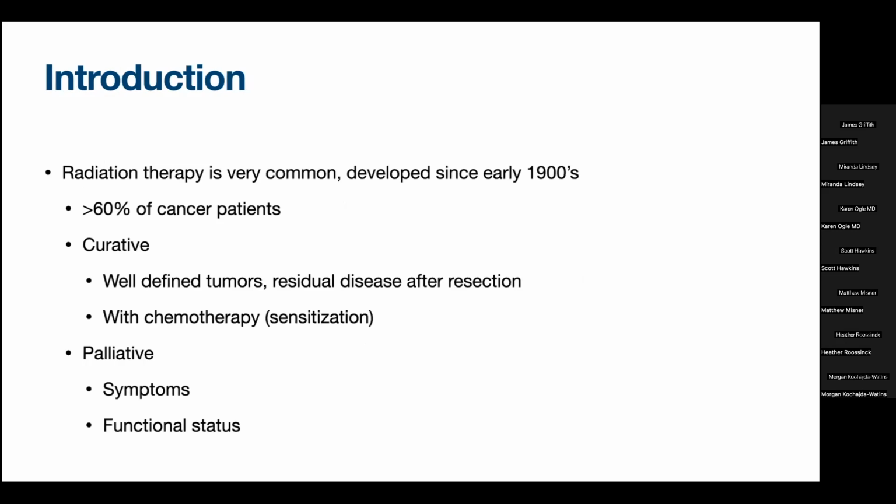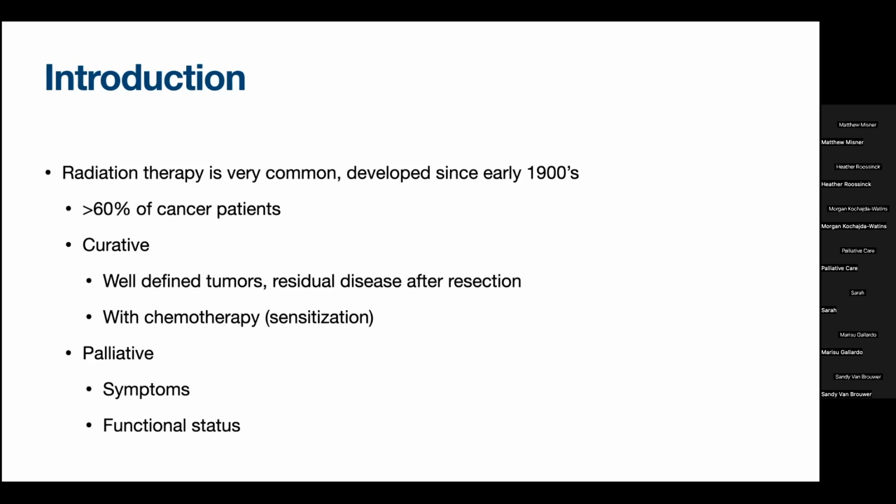So as an introduction, radiation therapy is a very common therapy for our oncology patients. It's been around since the early 1900s when therapeutic dosing was determined by radiologists pointing x-rays at their own arms to determine a sunburn effect for dosing, and that was an acceptable level of dose to be administered for the early cancer treatments. And so we've come a long way since that time.